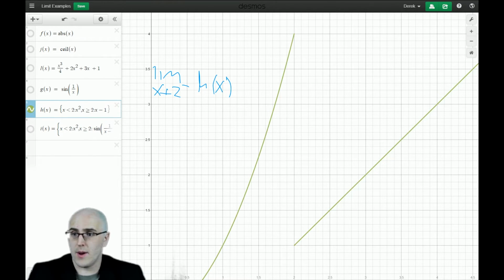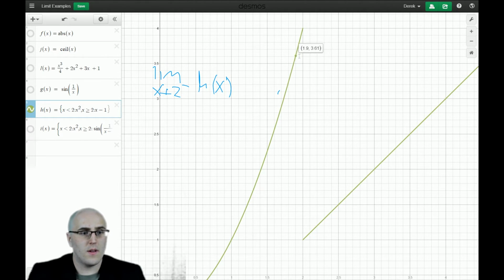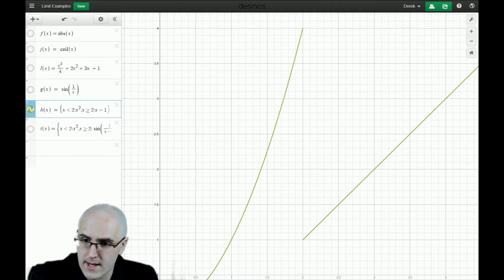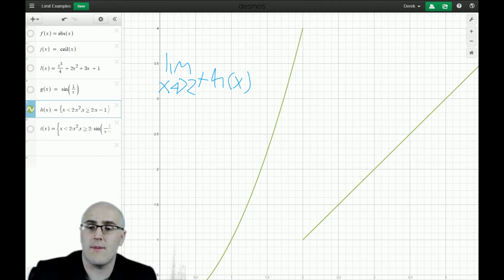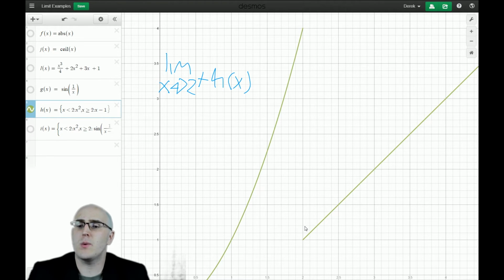Evaluating this, we would get a value of 4, because from the left side it is approaching a value of 4. If we instead were looking for the limit as x approaches 2 from the right side of h of x, we would get a value of 1, because from the right side we are approaching the value of 1. Both the left and the right side limits have to be equal to the same thing for the function as a whole to have a limit at that point.